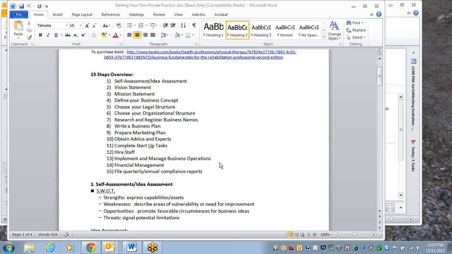Step number 13 is implement and manage your business operations. I think I already gave away the answers. Those are all those checklists I was just talking about. On a weekly basis, you reconcile your account. You pay your folks every 2 weeks. You make sure the super bills are into the insurance company. So there's all of that business stuff. And instead of me going over all of that, again, not to promote my own stuff, but there is a checkoff list in the book. And then step 14 is financial management.